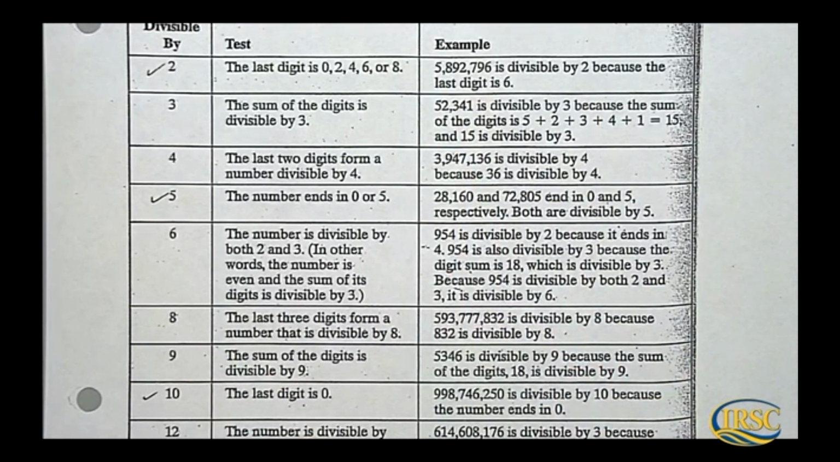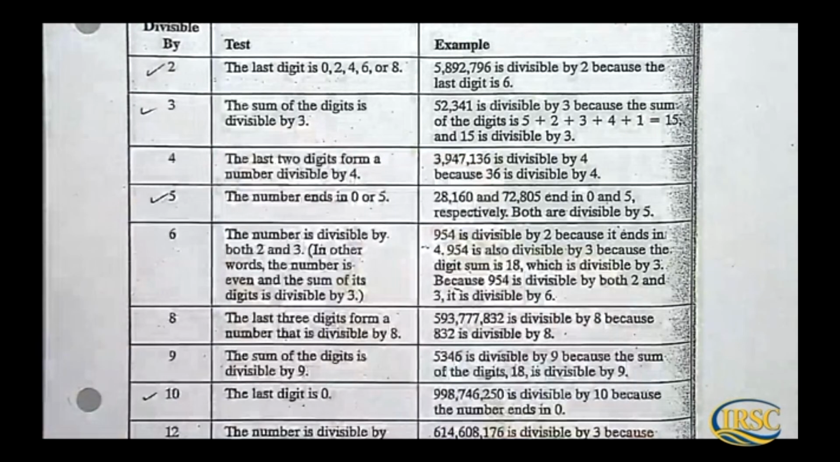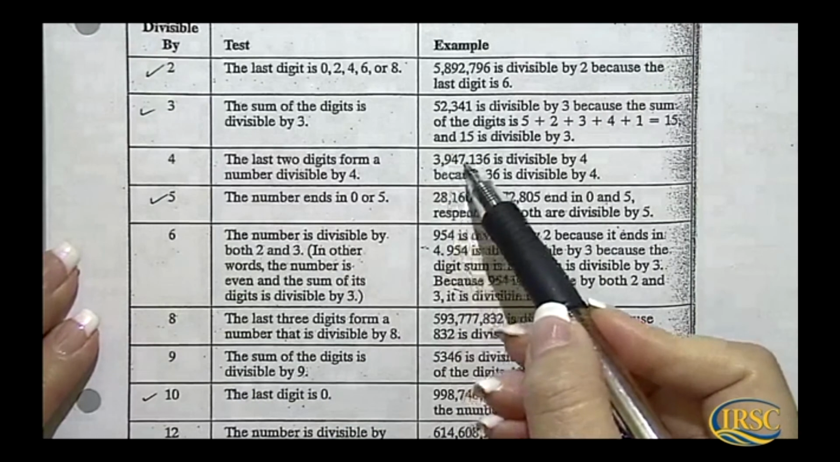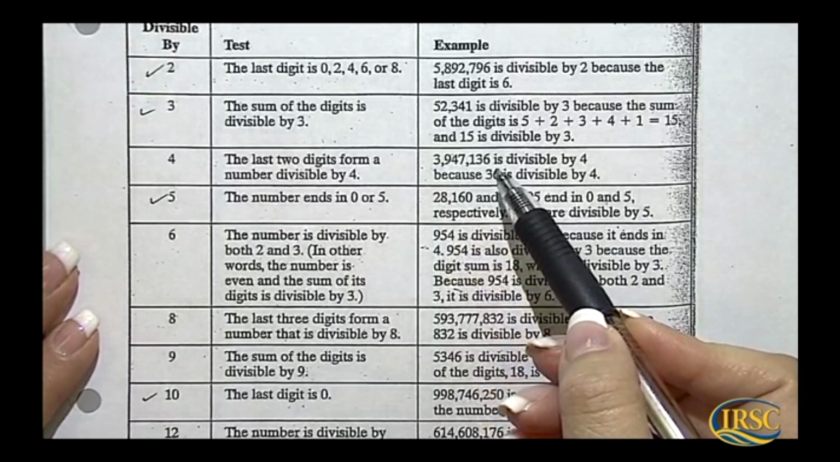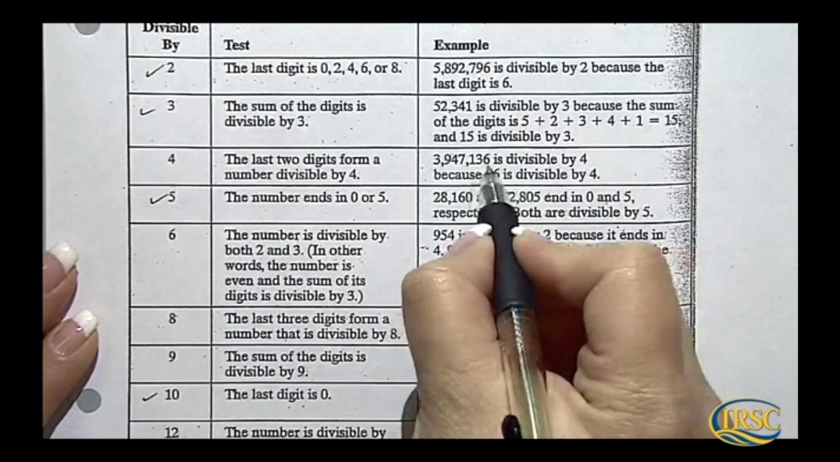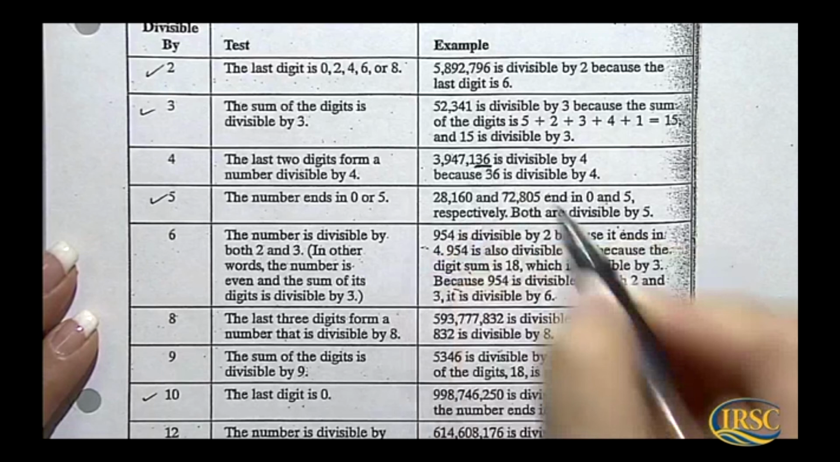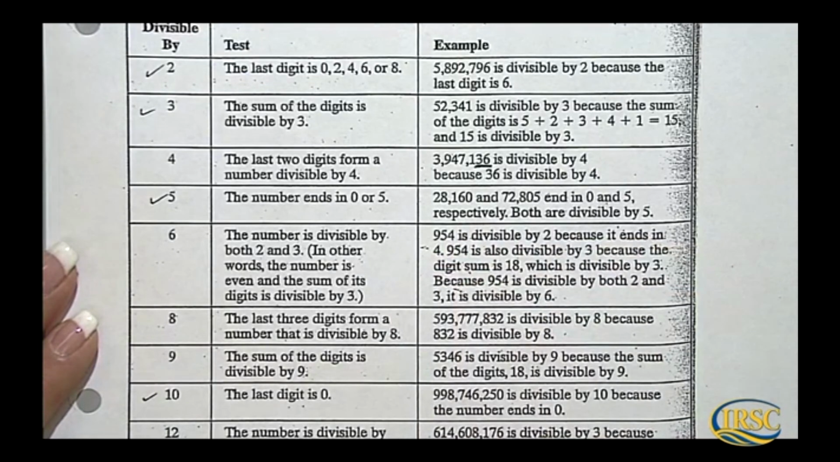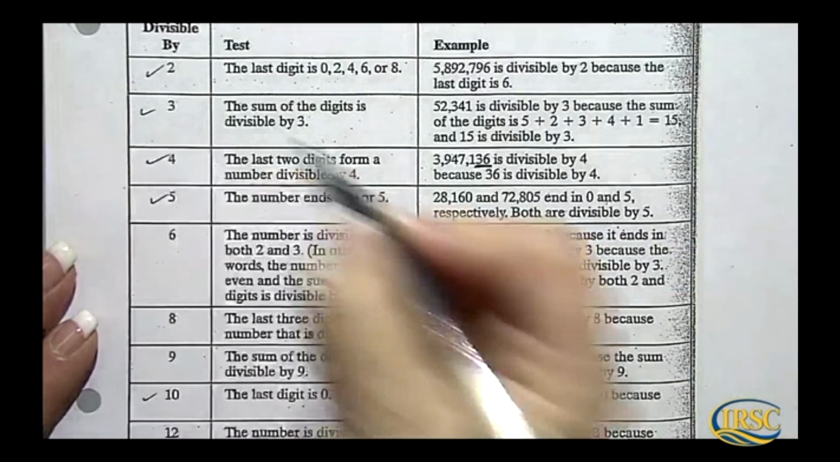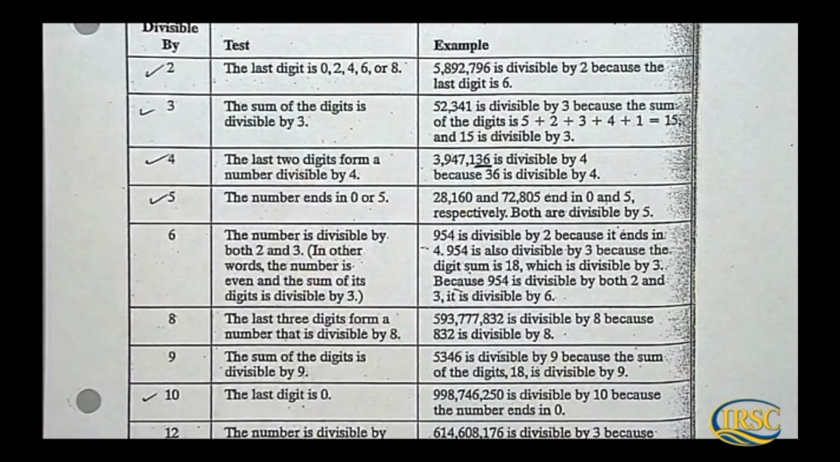All right, for the number 4, if the last 2 digits of a number are divisible by 4, then the entire number is divisible by 4. So looking at 3,947,136, just looking at the last 2 digits, 36, is 36 divisible by 4? Yes, so therefore that big, huge number is also divisible by 4.